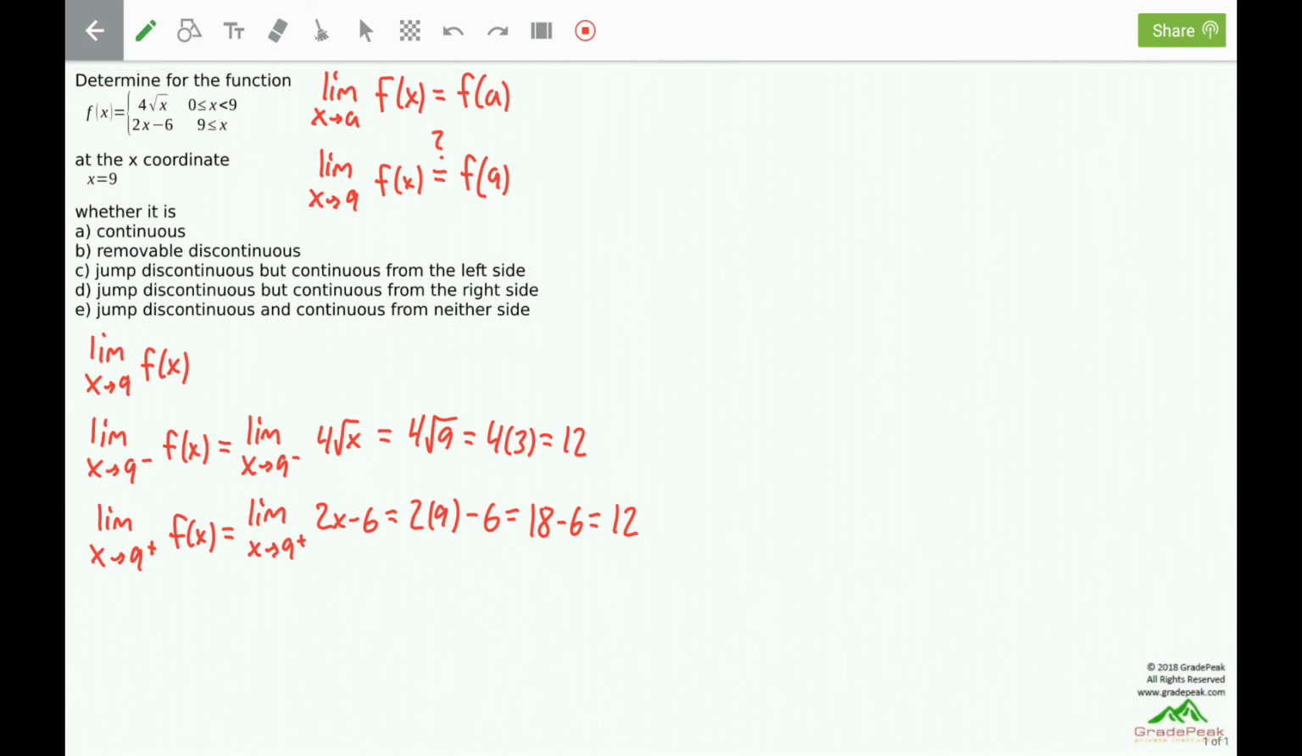The two-sided limit is determined by the results of the one-sided limits. Here they are, they match each other, and therefore the two-sided limit will be that same value, 12.